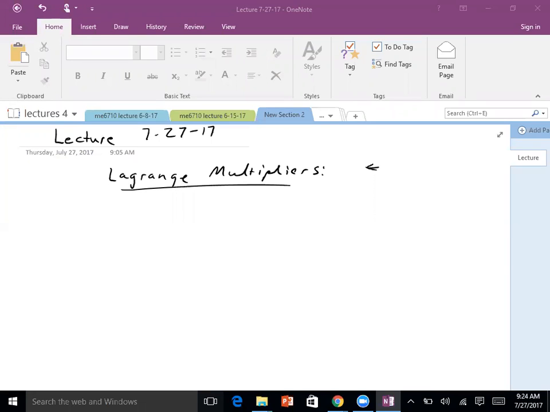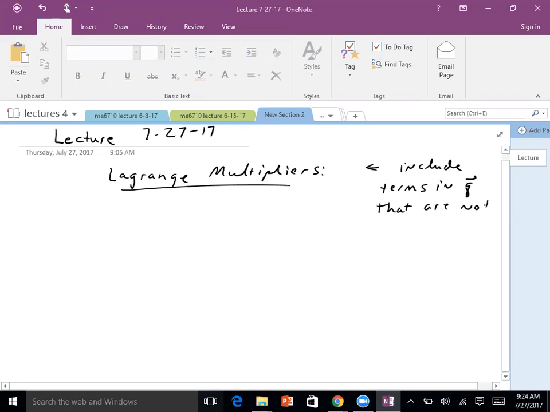So now we're doing Lagrange multipliers. The idea of Lagrange multipliers is that it allows us to include terms in Q, our generalized coordinate, that are not independent. I.e., if n is the number of elements in Q, the size of Q, and m is your degrees of freedom, n can be greater than m.